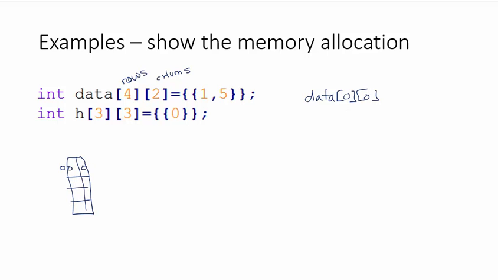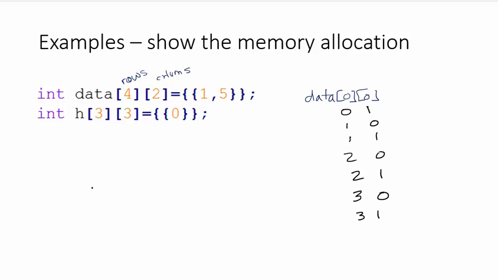So elements 0, 0, 0, 1, 1, 0, 1, 1, 2, 0, 2, 1, and then, oh, did I do that wrong? It's 3, 0, 3, 1. I think I wrote it wrong over here. But I erased it already, so the evidence is gone. No, it's preserved forever in video.